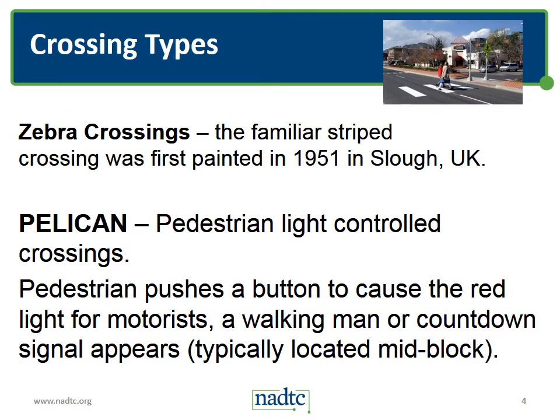Beyond the markings, let's go over the types of crossings. Zebra crossings are the original type of striped crossing, and this was first used in England in 1951. Pelican crossings involve a pedestrian-controlled signal. Pelican is a loose acronym for Pedestrian Light Controlled Crossing, and this is a situation where a pedestrian pushes a button to trigger the red light for motorists, and then a walking man or countdown signal appears for the pedestrian.